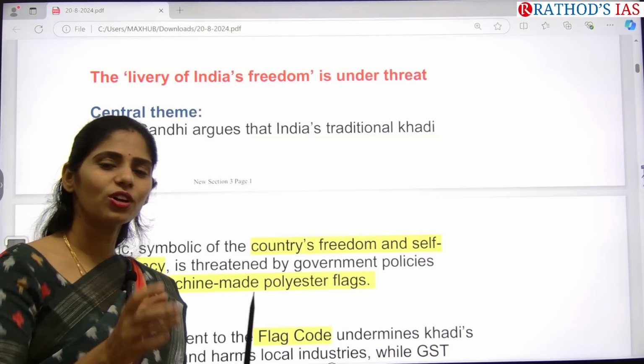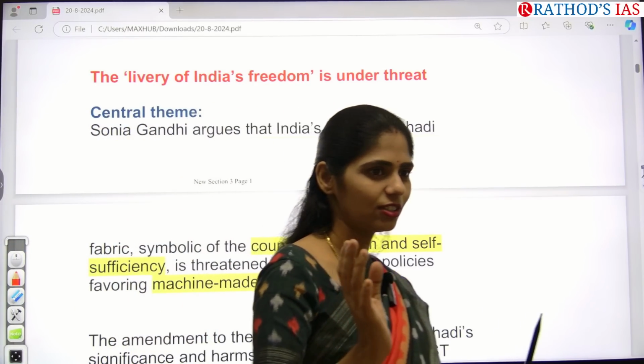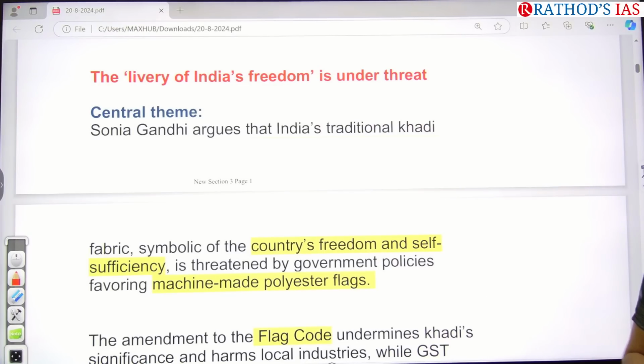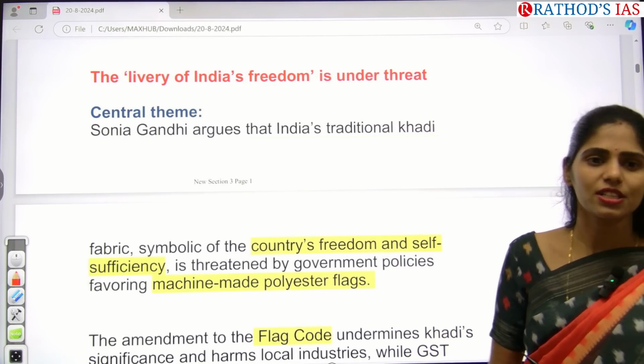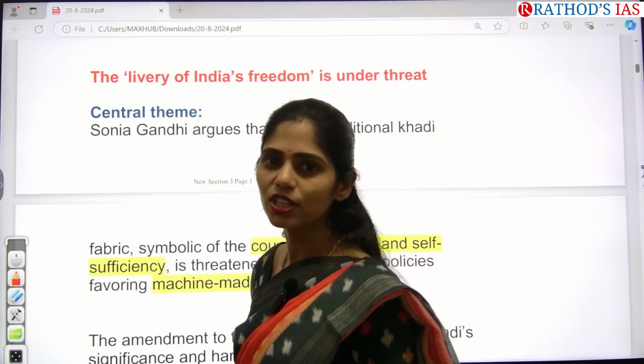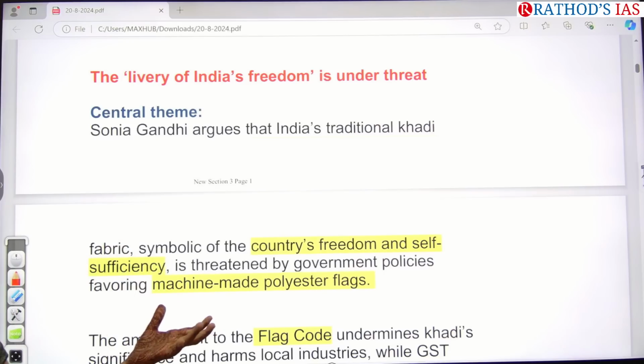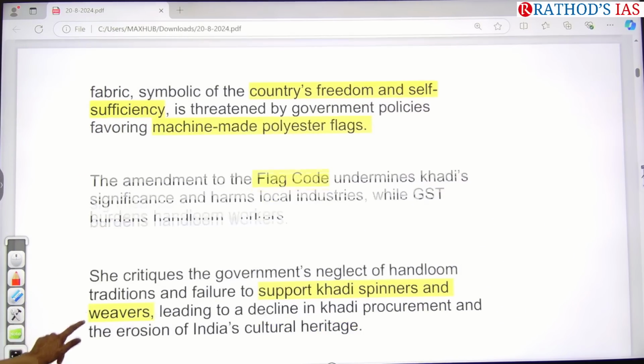In this government policy, we are promoting machine-made polyester flags. Earlier, they were mainly handmade, and the cottage industries of India used to produce them. But now we are promoting machine-made ones, so the traditional crafts are disappearing in our country. It is also a threat to our promotion and preservation of the culture of our country. Okay, so that is the thing.